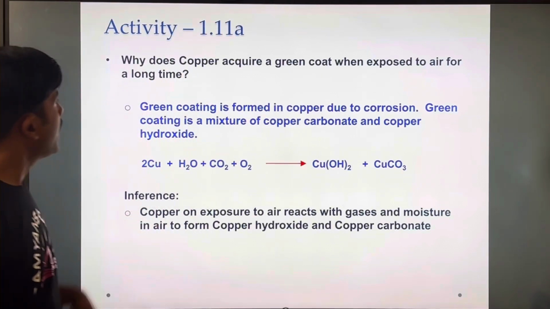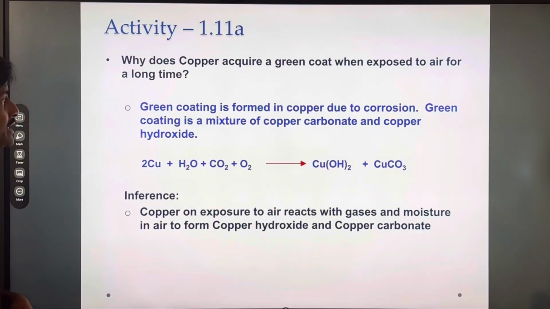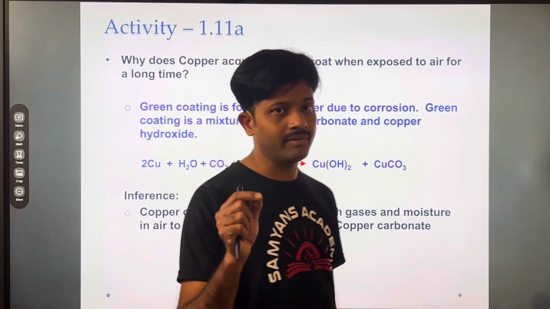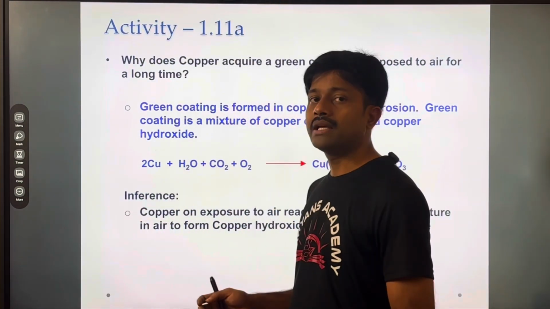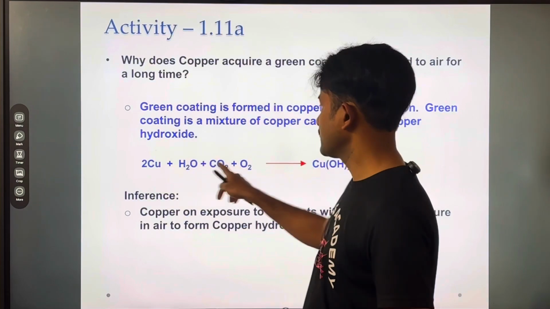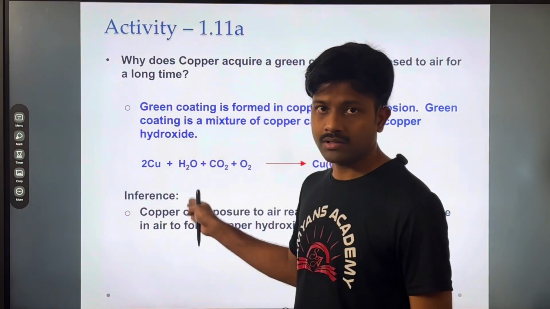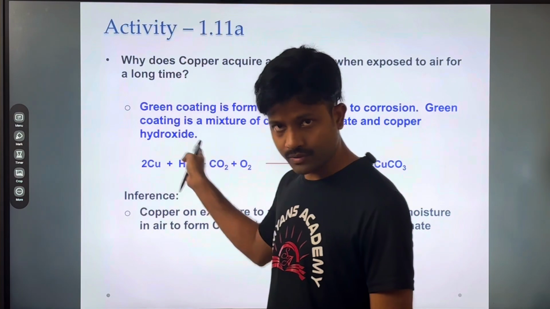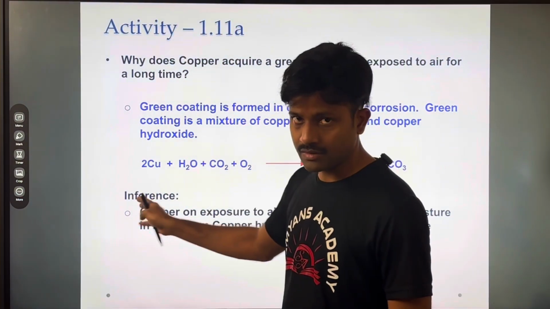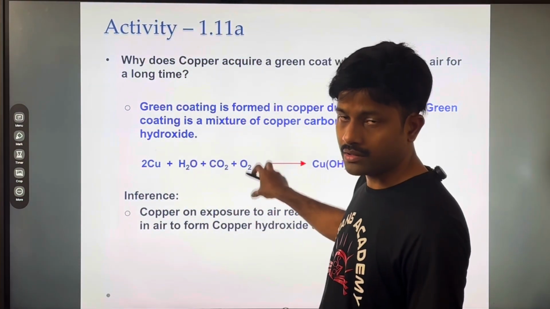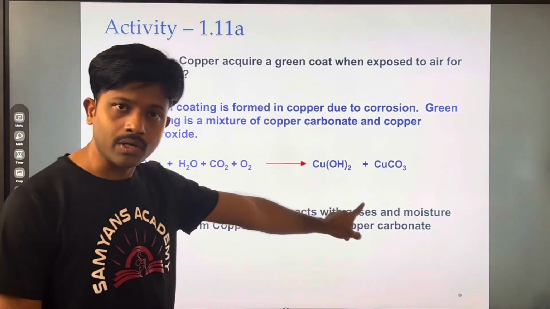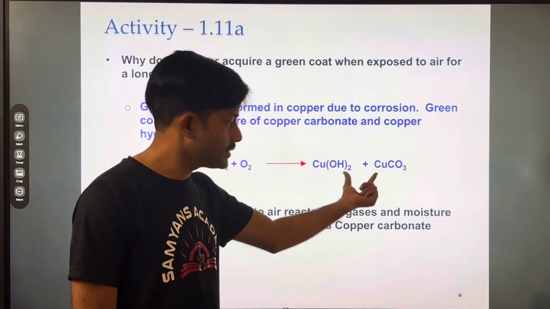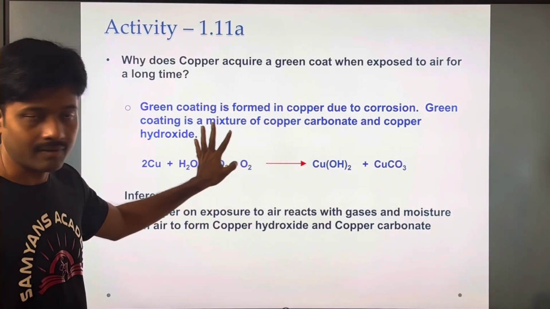Next one is, why does copper acquire a green coat when exposed to air for a long time? We are not burning this copper, right? We are not giving heat, right? You are just keeping it for several days or several years. Then this copper reacts with the water, oxygen and carbon dioxide present in the atmospheric air. So the copper is converted into copper hydroxide, Cu(OH)2, and CuCO3. The combination of these two gives the green color, right?